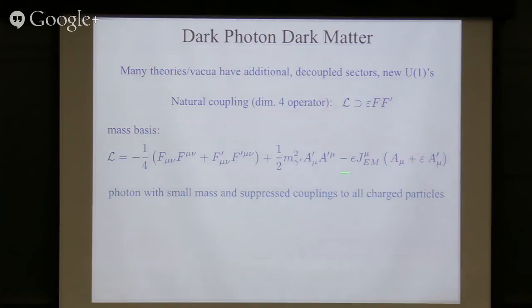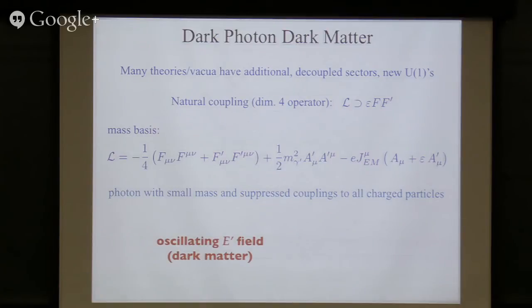If you now write it in what's called the mass basis, you basically see that every standard model particle that has an electric charge acquires a small epsilon charge under the dark photon. That's it. Your electron and the proton acquire a small epsilon correction to their charge under the dark photon. So think of it very much as a photon with a small mass but suppressed couplings to standard model charges.